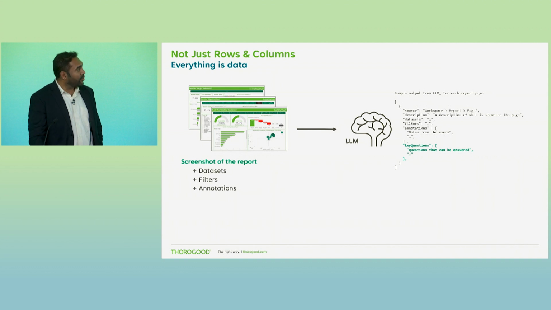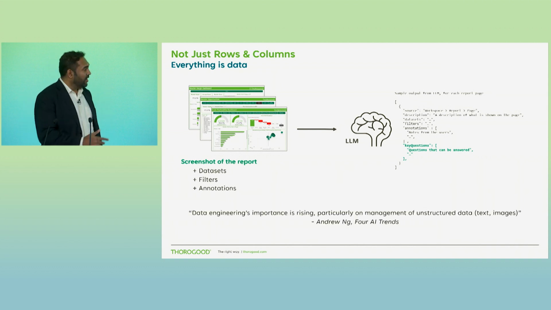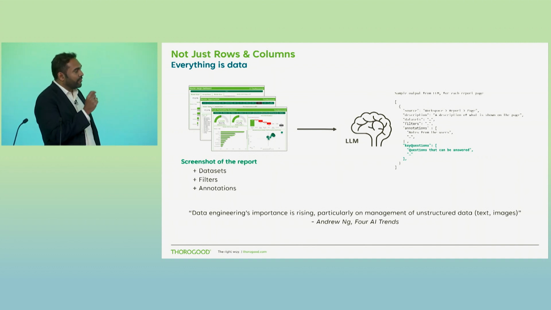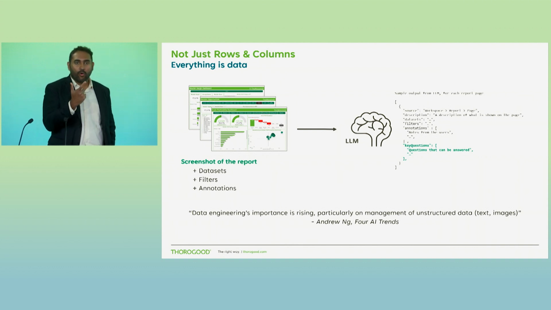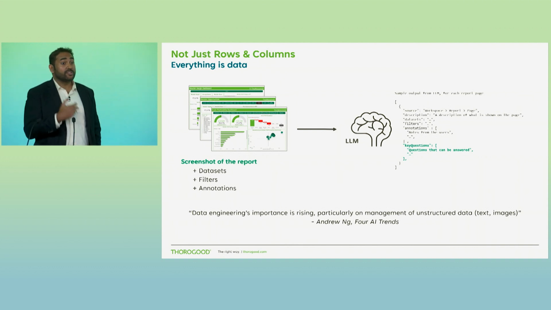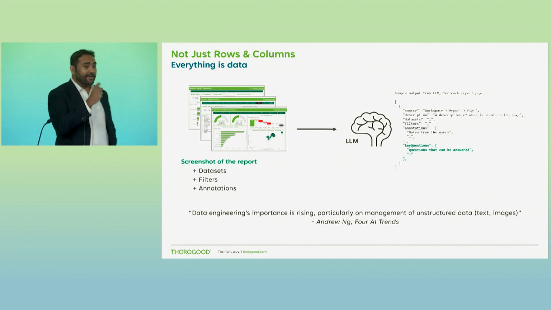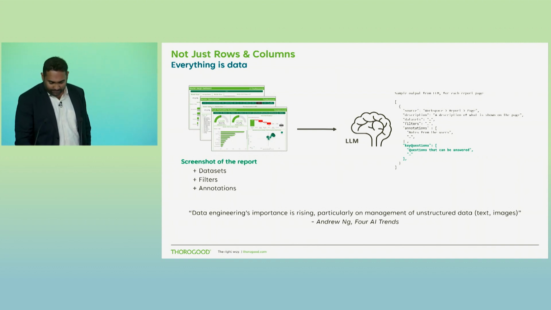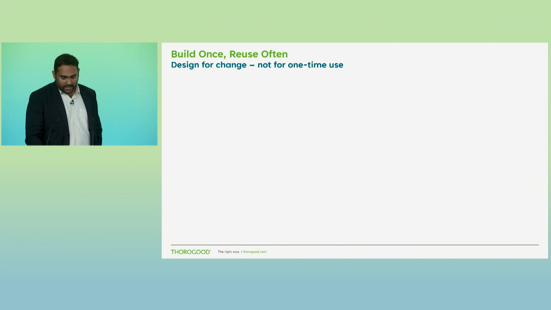And this is what Andrew Ng, we talked about him before, was referring to in his 4 AI trends. Data engineering's importance is rising, particularly on management of unstructured data, text and images. And we just saw an example of how an image was used as a source to solve a specific customer need. Let's talk about some key principles that make all of this possible.